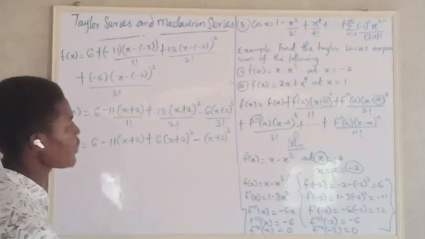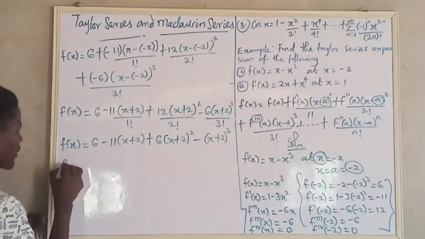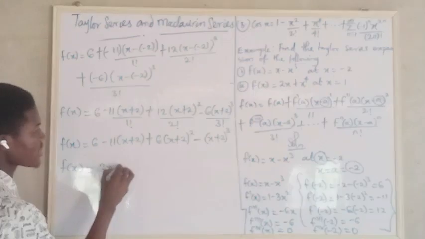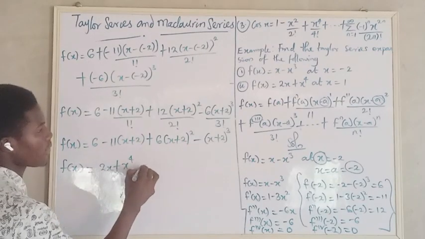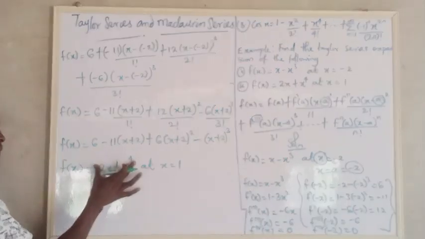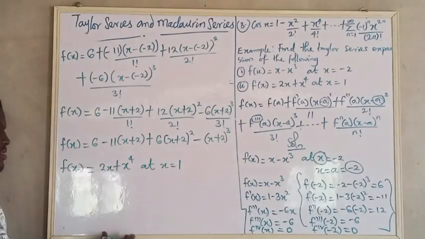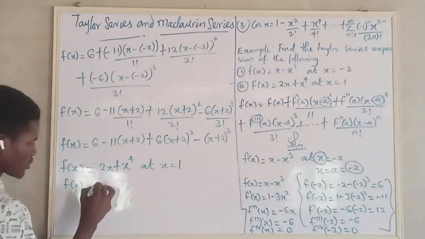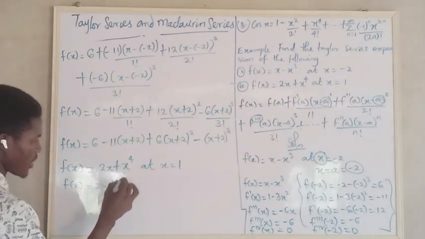For the next example, we have f of x equal to 2x plus x raised to power 4 at x equals 1. Don't forget I said you are going to be differentiating until you get 0. So your f of x is 2x plus x raised to power 4.